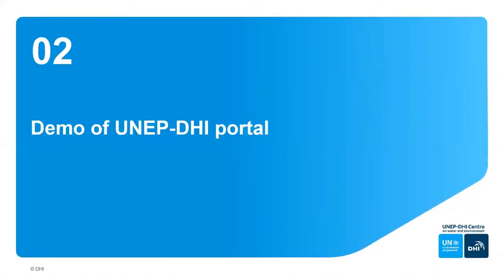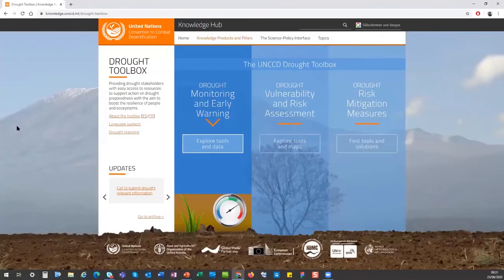So I think now I will switch to the portal and give you a short intro on how it looks like and what can be done with this UNEP-DHI portal. To get started, you can go to the webpage that was presented by our first speaker, Jeroen, which is the Drought Toolbox on the UNCCD homepage.